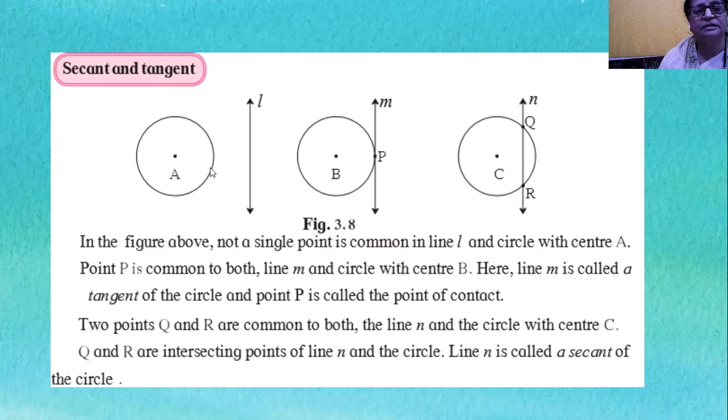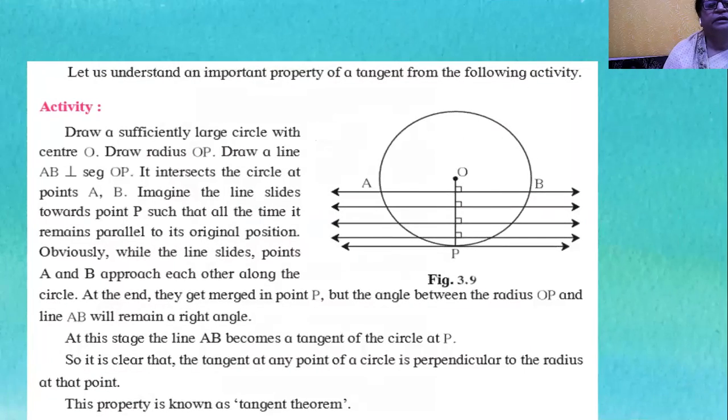Here there is no common point. Here P is a common point, and this is the contact, and this line is called a tangent, and this line is called a secant. Next, we will see the property of the tangent with the following activity.